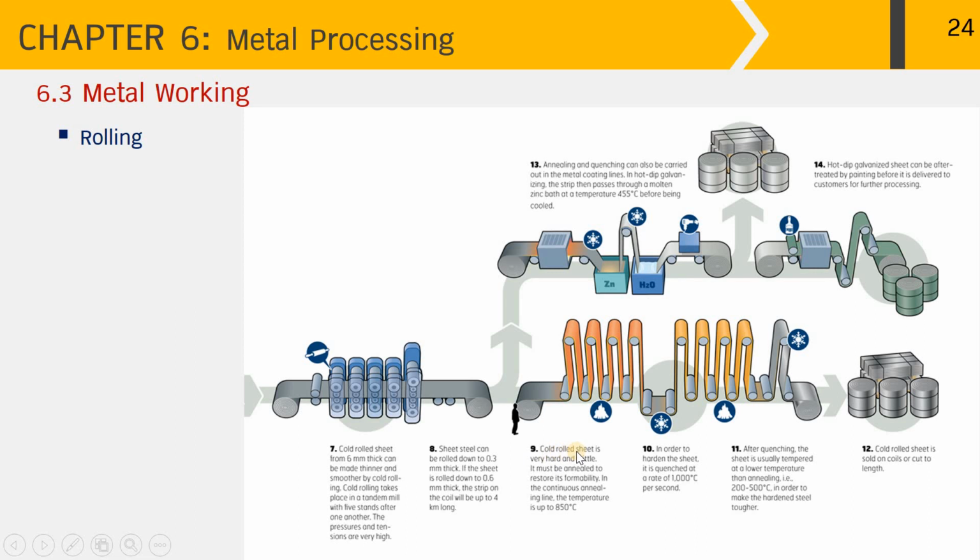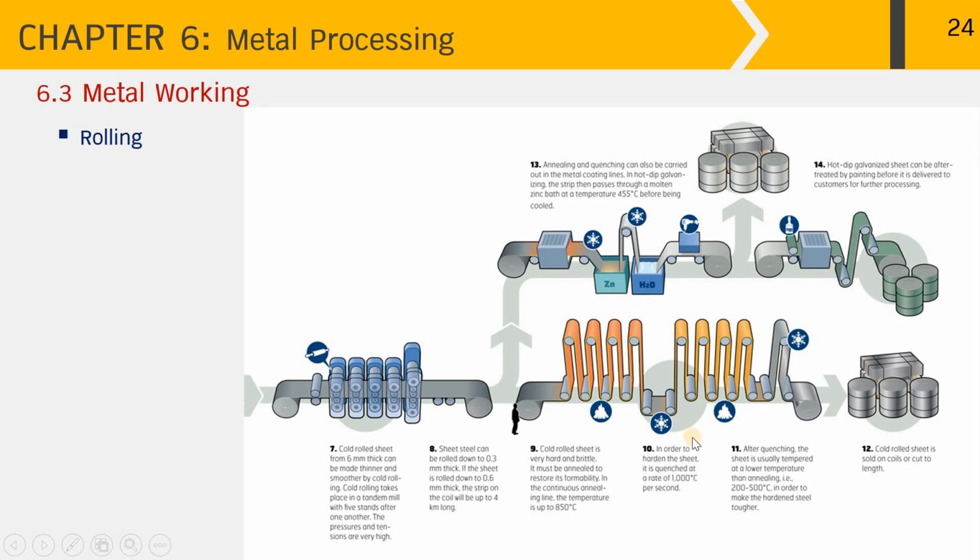Now in the next step, the cold rolled sheet is very hard and brittle because in the previous step there was no temperature involved. Then work hardening has been introduced onto the metal sheet, making it hard and brittle. Then it must be annealed to restore its formability, that is, to give it ductility and lower the yield strength. This operation is in the continuous annealing line. The temperature applied is up to 850 Celsius. In the next step, we have to restore the strength to the metal sheet by quenching it at the rate of 1000 Celsius per second.